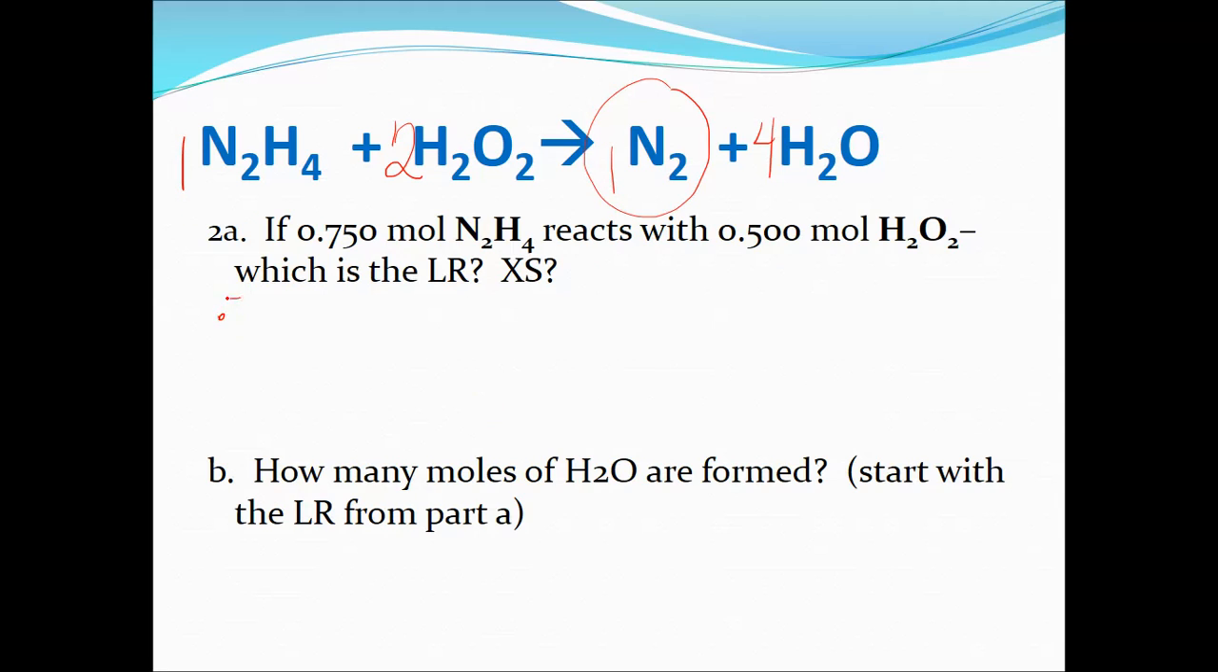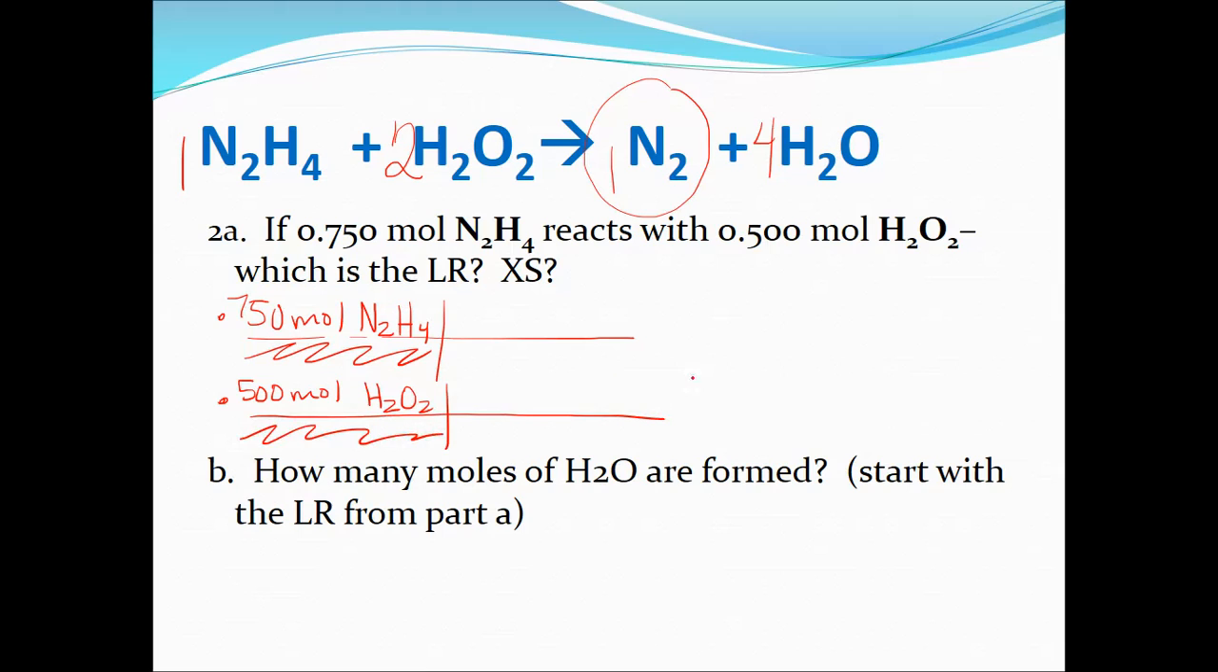So we're going to start with 0.750 moles of N2H4, and we're also going to take the 0.500 moles of the H2O2. Now remember, to figure out who the LR is, you're going to convert to moles of the first product. This is our first product right here, so that's what we're going to go to moles of. We're going to go to moles of N2.